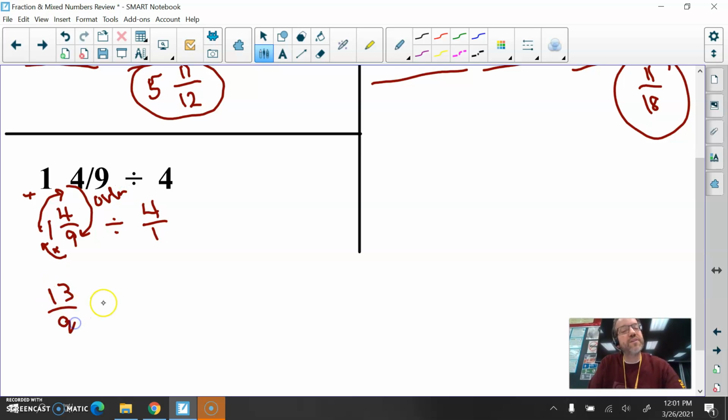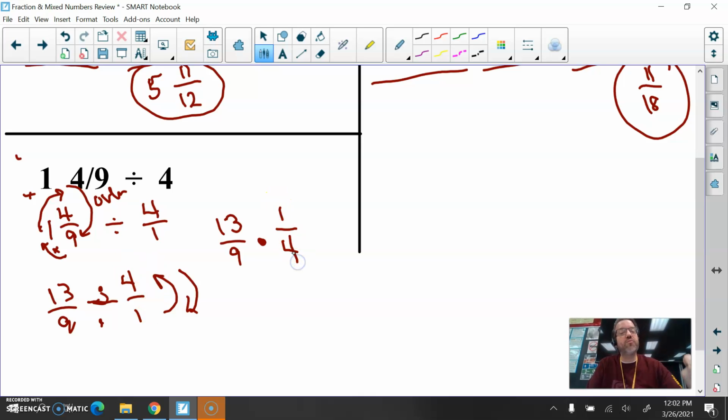So 13/9 divided by 4 over 1. Now, how do you divide by a fraction? Well, you multiply by the reciprocal of this second fraction. So I'm going to rewrite this as 13 over 9 times, I can use a dot for my times sign too, 1 over 4. Instead of 4 over 1, I write its reciprocal, 1 over 4, and now I have a multiplication problem.